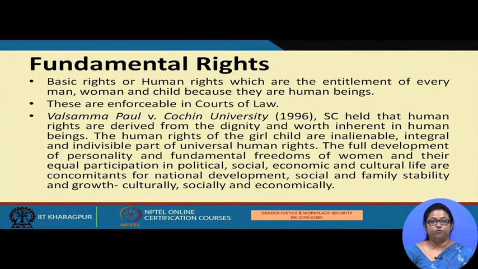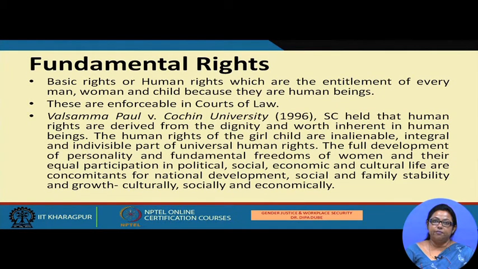Part 3 of the Constitution speaks of fundamental rights. These fundamental rights are guaranteed to the citizens and in some cases non-citizens as well of the country, and they are what we call basic rights or human rights, which are the entitlement of every person, every man, woman or child being human beings, and it is integral to their existence and to their living.